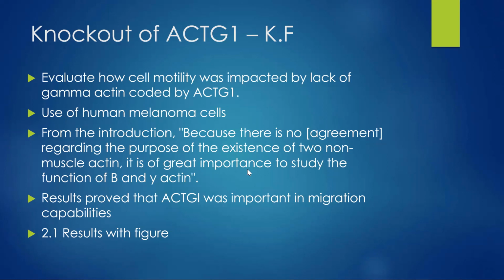And the results proved that the ACTG1 was important in migration capabilities because both actins are present but are in different parts of the cell. Gamma actin was found in the paranuclear area, so it was surrounding the outer edge of the cell, and then the beta actin was just below that. And then they also found that the knockout of the ACTG1 messes with expression and cell migration. ACTG1 was affected by its distance, velocity, and migration direction. So any mutation of the ACTG1 is going to change the way that the cell moves.